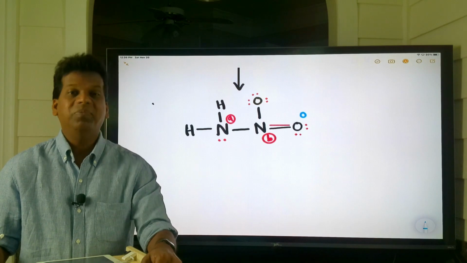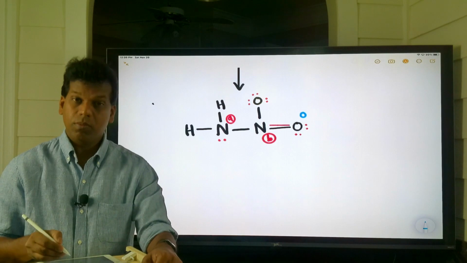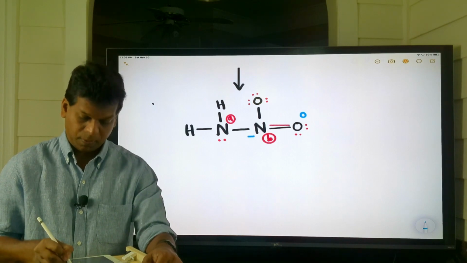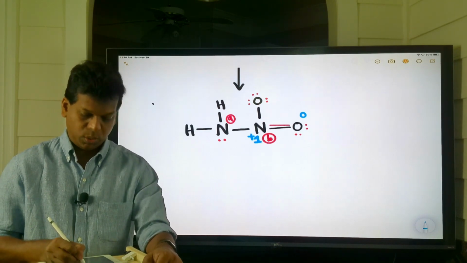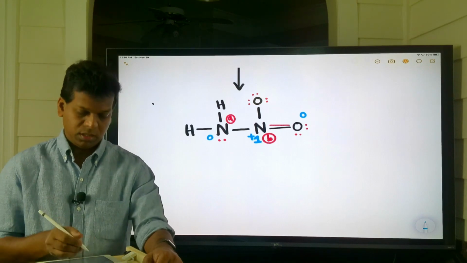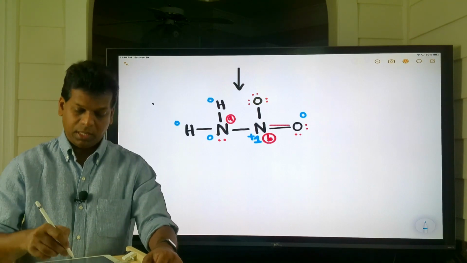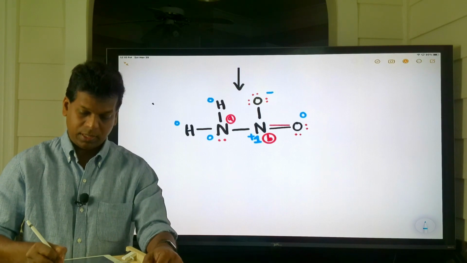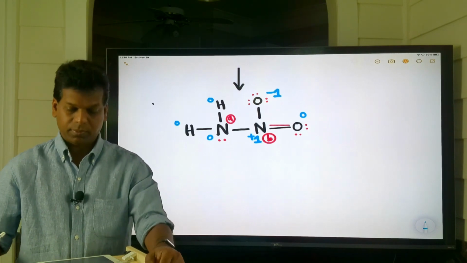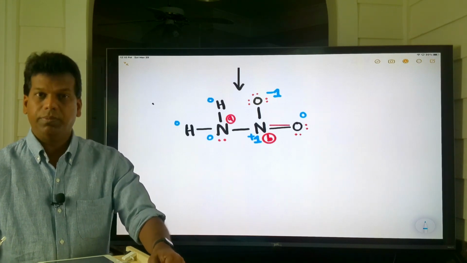Nitrogen B, the formal charge is +1. Nitrogen A, formal charge is 0. The hydrogens, as you can see, are 0. This is 0, this is 0. The other oxygen, the single bonded oxygen, the formal charge is -1. So we have 2 formal charges, -1 and +1.